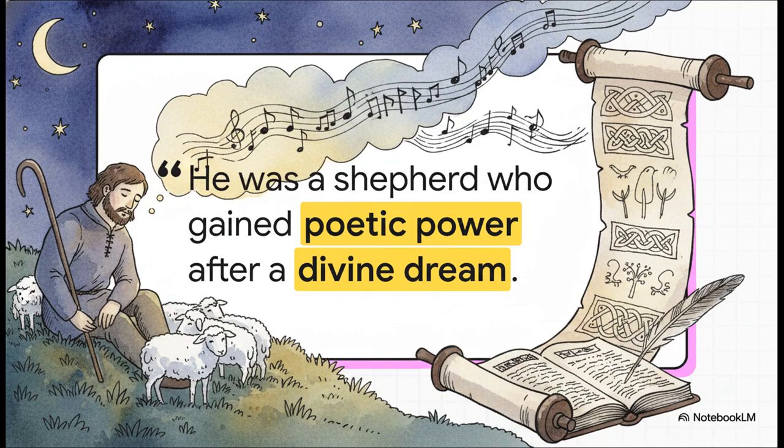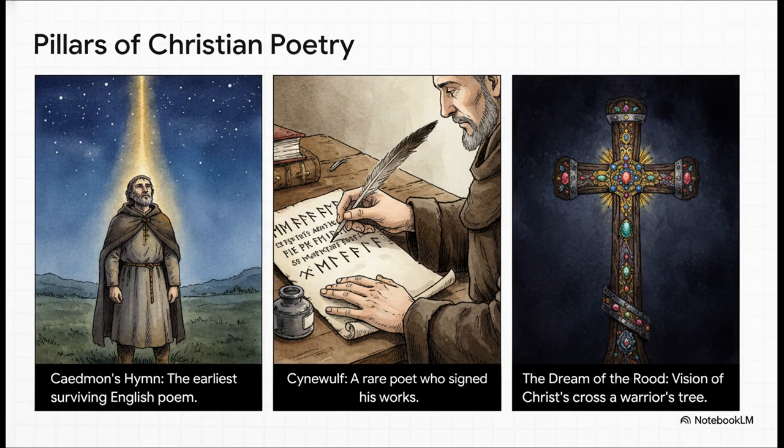The legend says he was just a simple shepherd who couldn't sing a note until one night he had a divine dream and was suddenly given the gift of poetry. You have to remember his name, Caedmon, the father of English poetry. So the only poem of Caedmon's that we still have is his hymn, which is the oldest English poem in existence. Then there's Cynewulf, who was really unusual because he actually signed his poems.